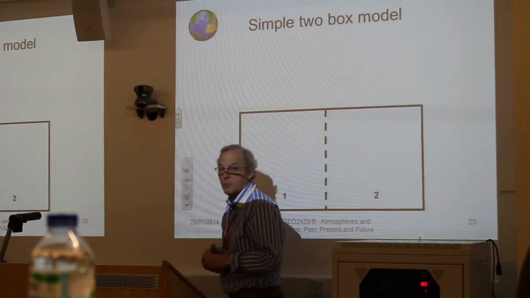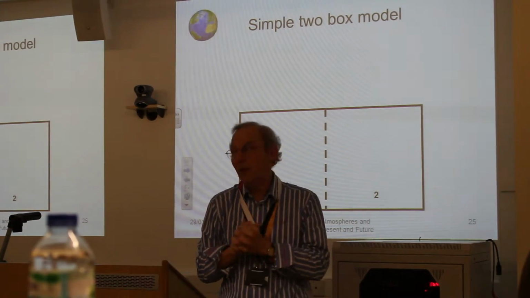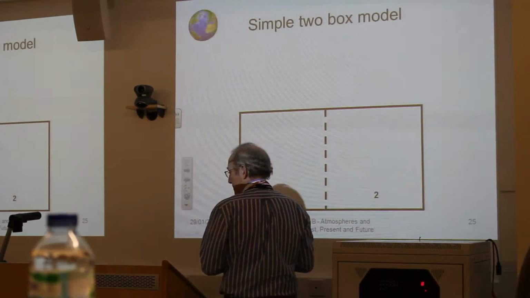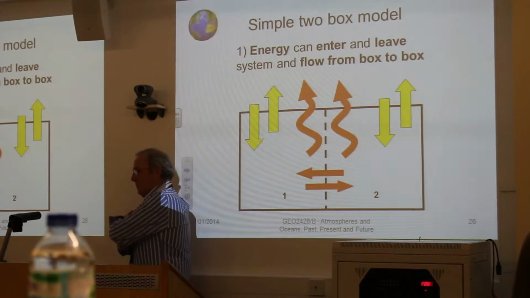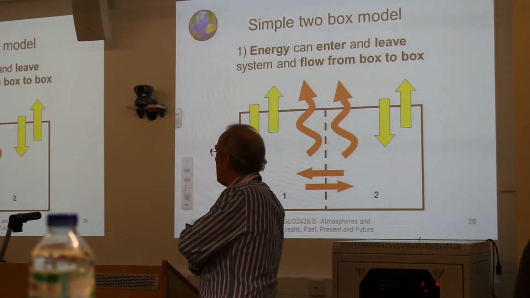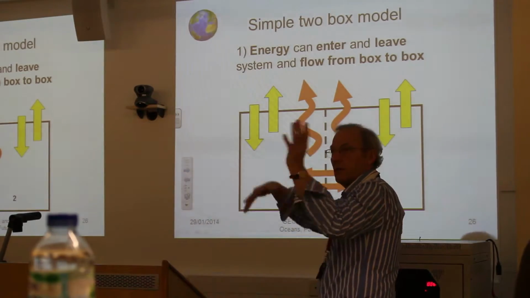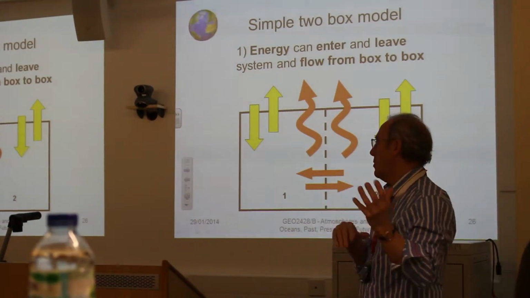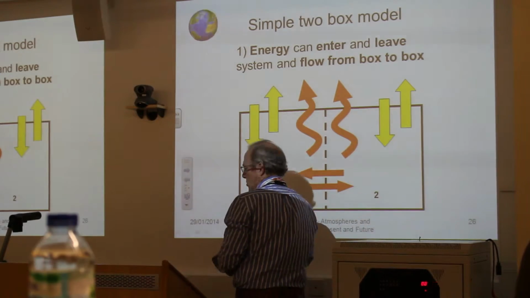Very simple ones are sometimes called zero-box models. Here's a simple two-box model. All the world is a box. Two boxes, 1 and 2. Energy can enter and leave in any direction. It can flow from box to box. It's fairly open. It depends what it wants to do. It's a very open energy system.